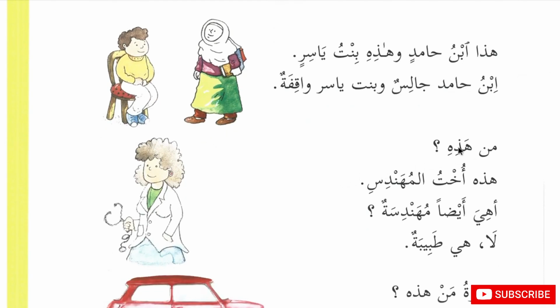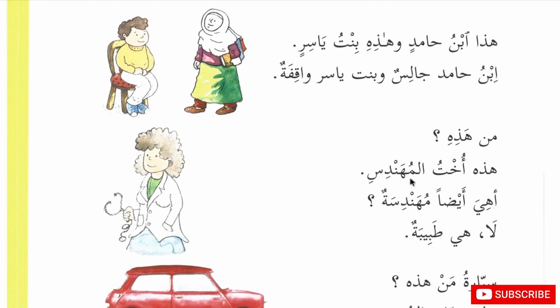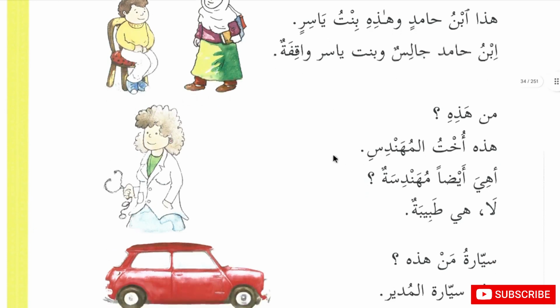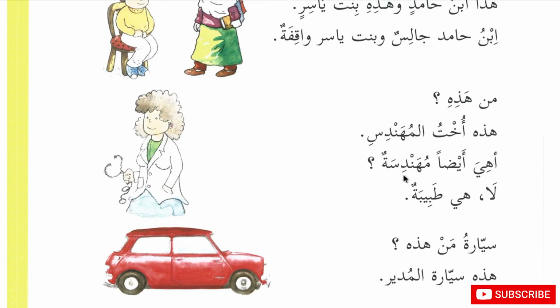Man hadihi, who is this, for female? هذه أخت المهندس. This is the sister, أخت, and then أخت المهندس. This is the sister of the muhandis, the engineer. أهي أيضا مهندسة. Again, this is the hamza alif as a question to make this a question. So is she? The word أيضا means also. Is she also a muhandis? Muhandisatun, a female engineer. Muhandis is male engineer. Muhandisatun is a female engineer.